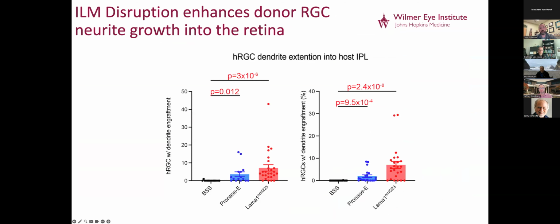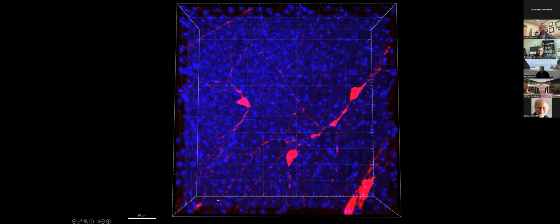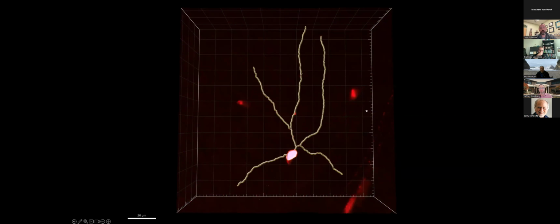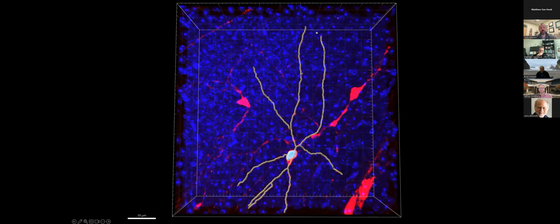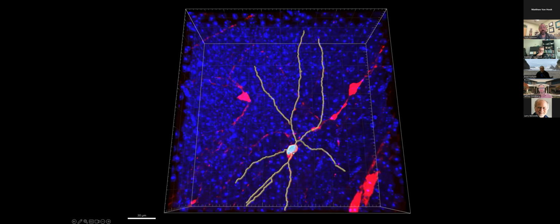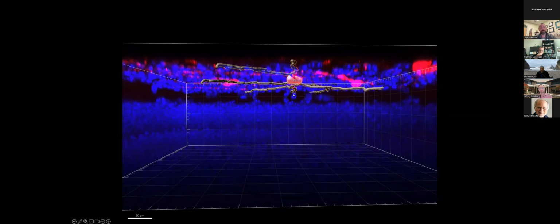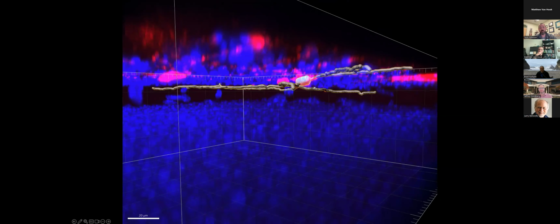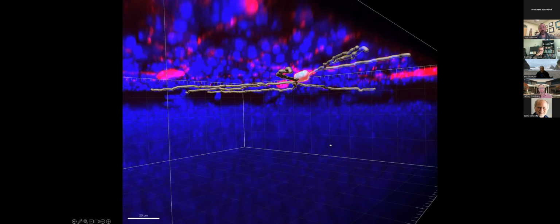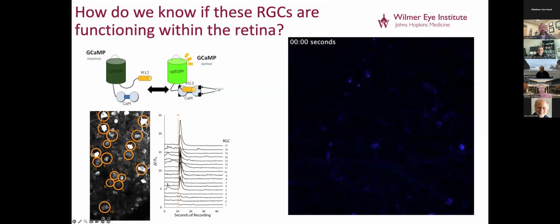And this here is essentially a quantification of what's shown more convincingly in this 3D rendering, where you have a retinal ganglion cell here in conjunction with three other cells that failed to engraft into the retina. But if we trace the dendrites of this cell, and look at it in 3 dimensions, it's clear that this cell body is coplanar with the endogenous RGCs and that the dendrites that are being laminated are within the inner plexiform layer. So, getting past the intrinsic barriers to engraftment are important.